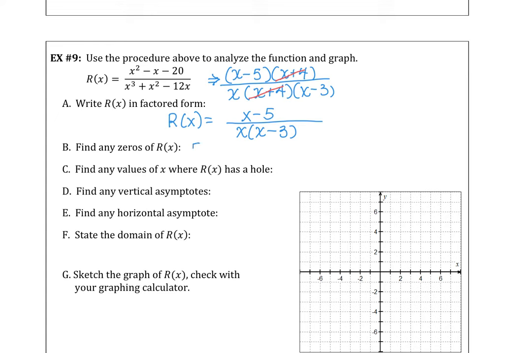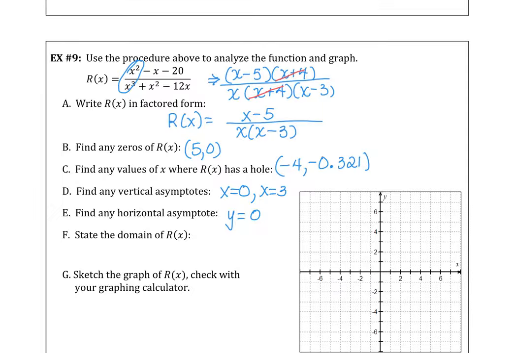Our zeros come from the numerator, so 5, 0. There's a hole where we took the common factor out at -4. You'd need to substitute that in. I did that on the calculator and got about 0.321 for my r of -4. The vertical asymptotes come from the denominator, so that would be at 0 and at 3. The horizontal asymptote comes from the powers and the leading coefficient, so y equals 0.